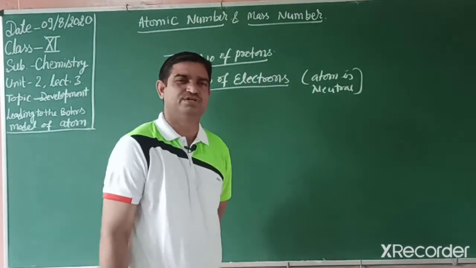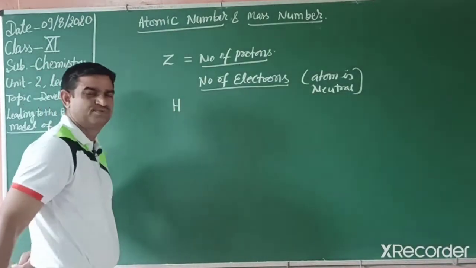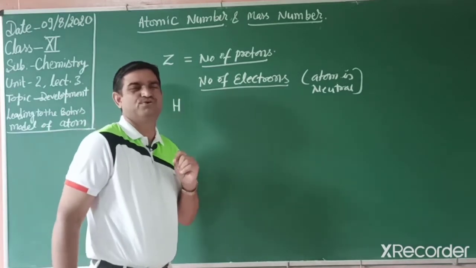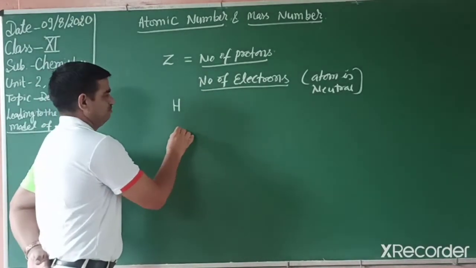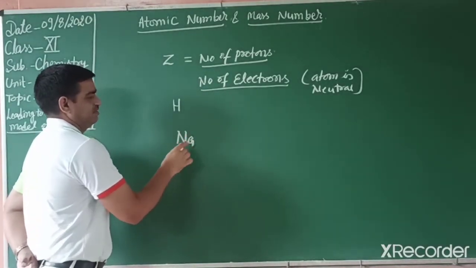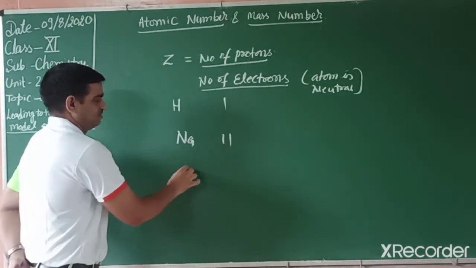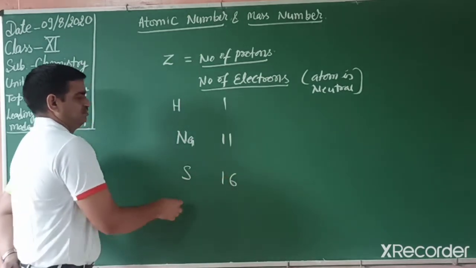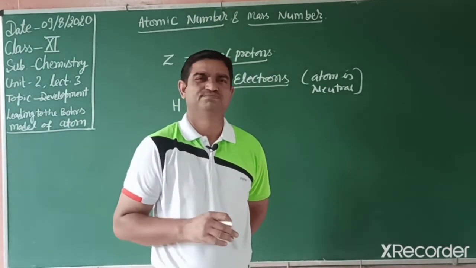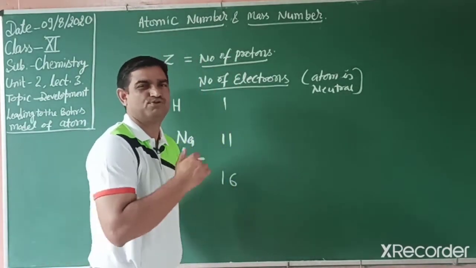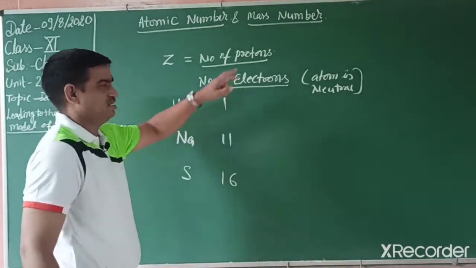For example, hydrogen. Students, you know hydrogen atomic number is 1. Why? Because hydrogen has 1 proton and 1 electron. Like sodium: sodium atomic number is 11, hydrogen atomic number is 1, sodium atomic number 11, sulfur is 16. So in this way you can find out the fixed atomic number of all the elements. So that is the number of protons, and the other one is mass number.